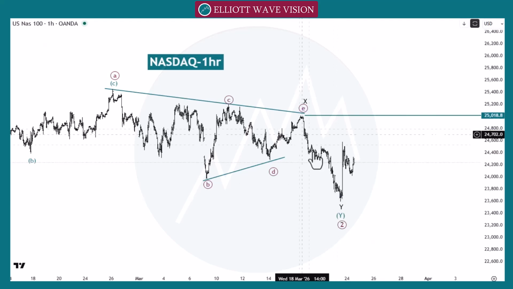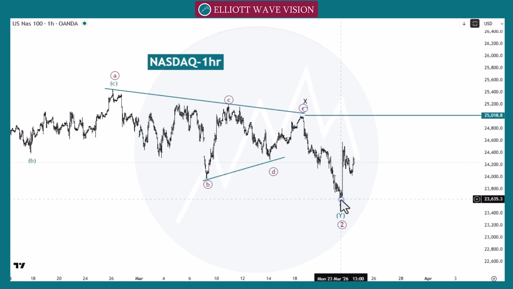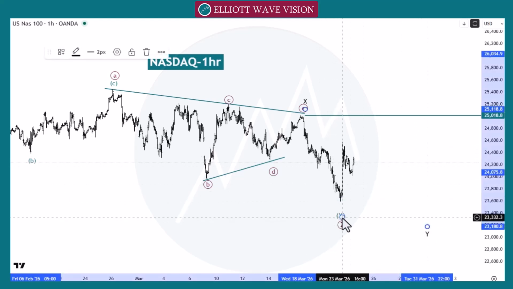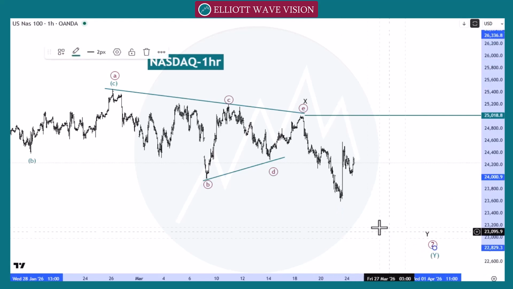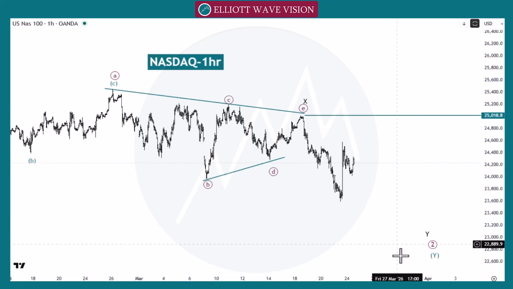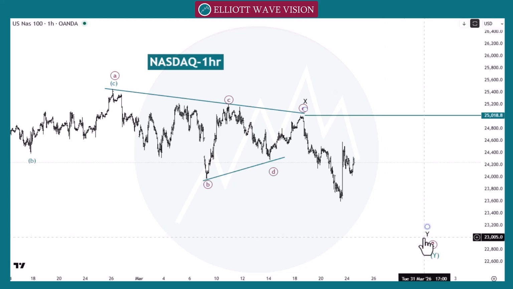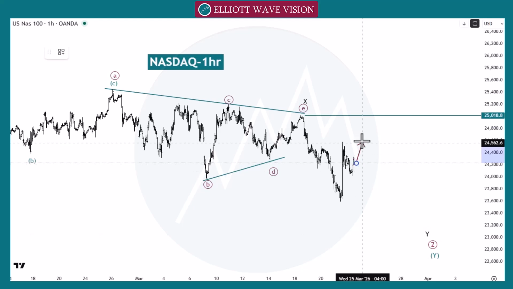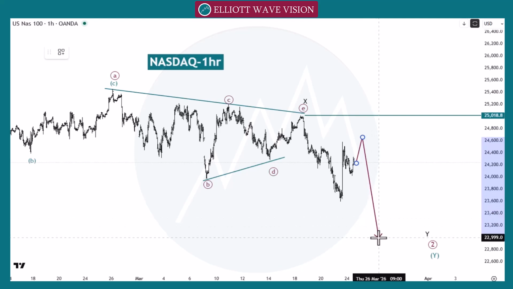We count this move as a brown W, then X and then Y, or as a 1, 2, 3, 4, 5 wave A. That's possible. We count this move as A, B, and C, or as a W, X, and Y of this black wave Y. Like that's possible. Market may give us this move as A, B, and C. Then market goes towards the 23,000.